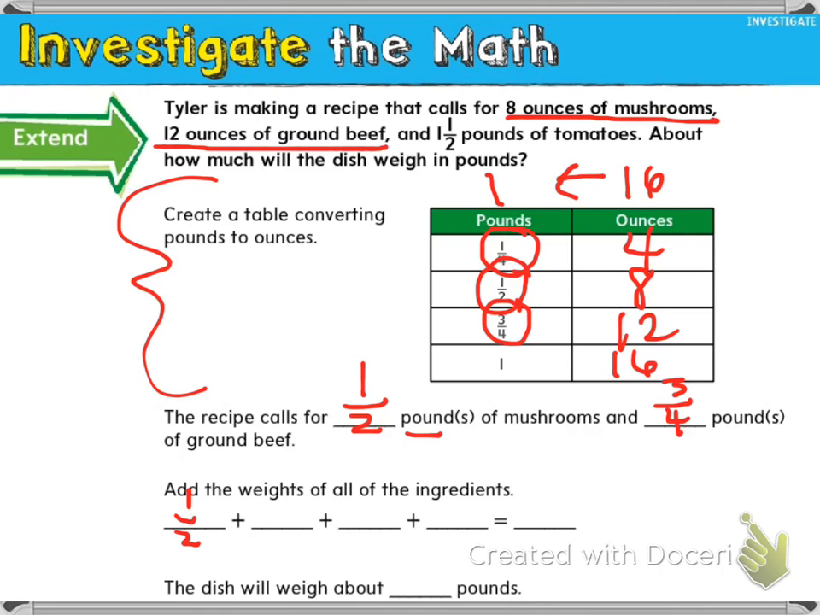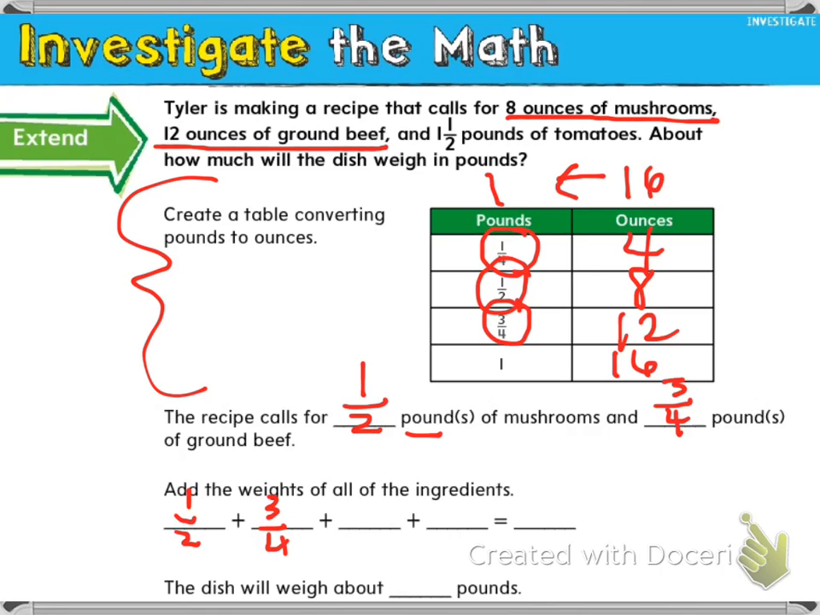Okay, because it wants to know it in pounds. It doesn't want to know what the answer is in ounces. It wants to know pounds. Okay, 12 ounces of ground beef. So 12 right here equals 3/4 of a pound.